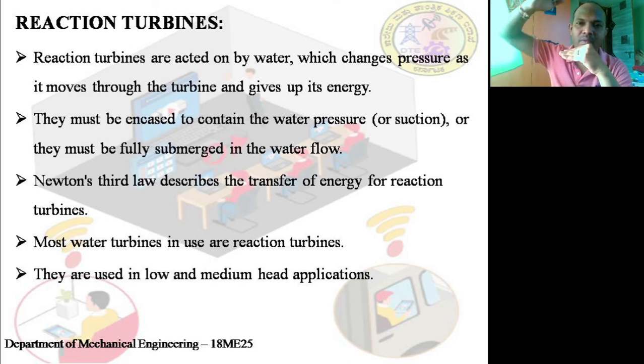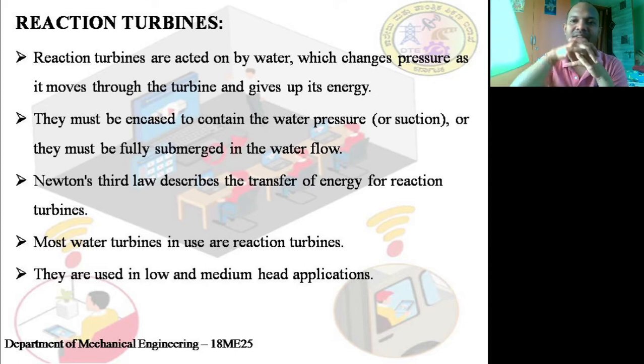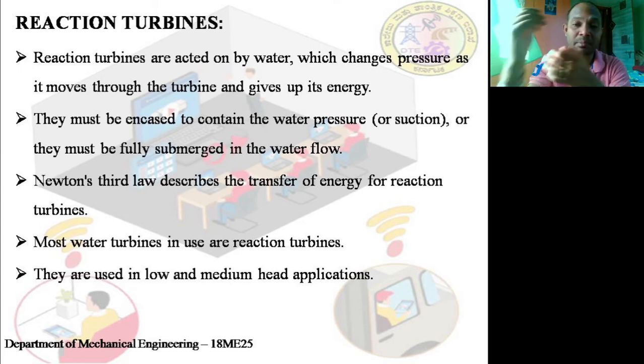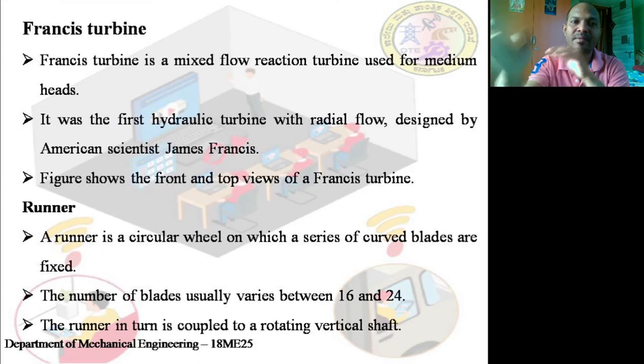Between 50 meters of water and 300 meters of water, which requires more energy? Obviously 50 meters is below 150 meters. So that is the reason why on most occasions they go for reaction turbines. That is a major advantage. They are used in low and medium head applications. The Francis turbine is one of the beautiful turbines which stands as an example for the reaction turbines.